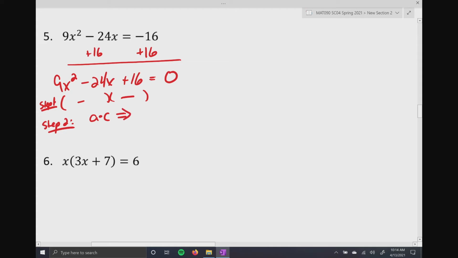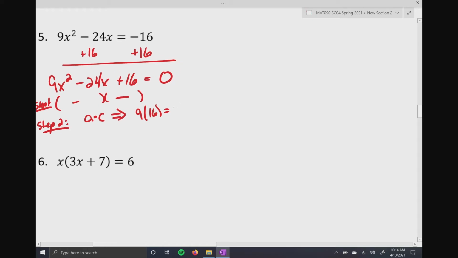We need to multiply A times C. So that's going to be 9 times 16. What's 9 times 16? 144. Okay, now you need the factors of 144. So I'm going to start writing them out. It's not fun, but it's better than nothing. So we got 1 and 144, 2 and, what is it, 72?